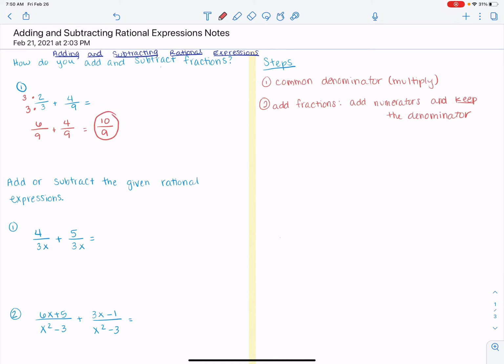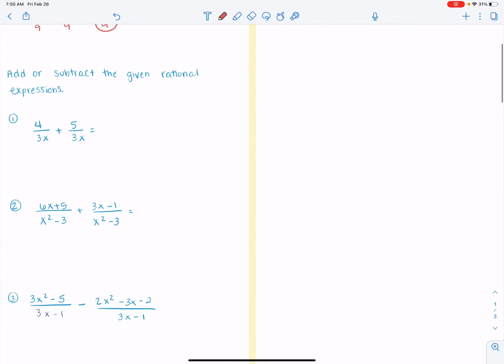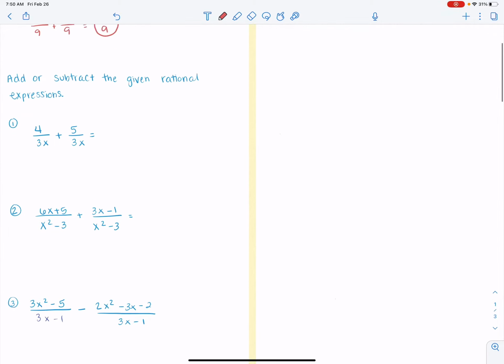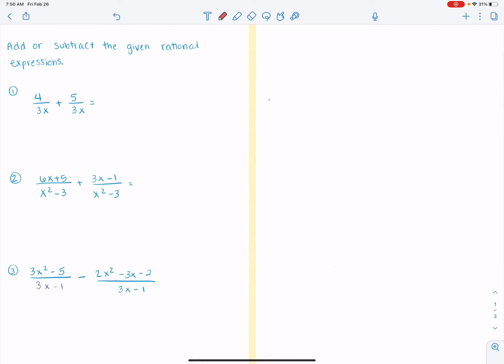Now we're going to apply that information to rational expressions. So still the same basic rule, you have to have a common denominator. If you have a common denominator, then you can add just like we added these fractions here. So question number 1, first we're going to say, is there a common denominator? If you look at your denominator, 3x, 3x, yes. So you're just going to add the fractions. So 5 plus 4 is 9 over, the denominator stays the same.